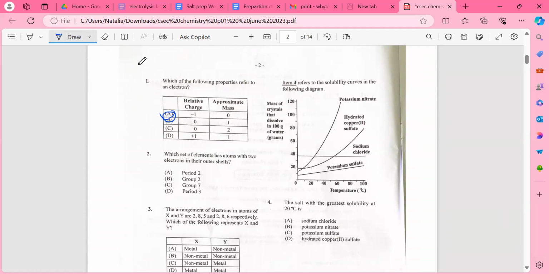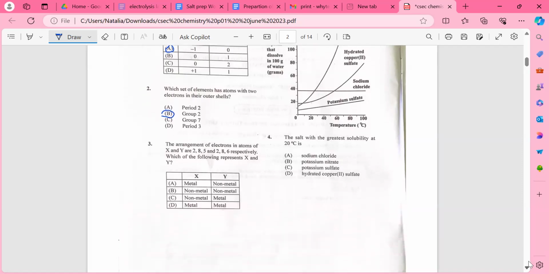It says, which set of elements has 2 electrons on their outer shell? The number of electrons on their outer shell determines the group number. So they belong to group number 2.